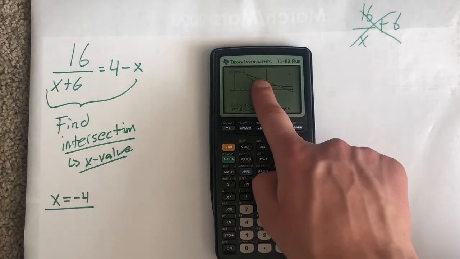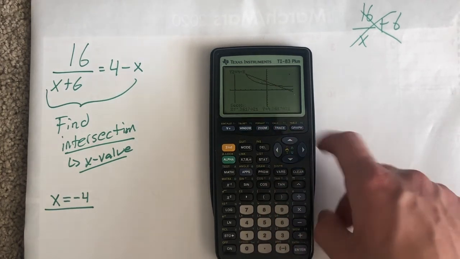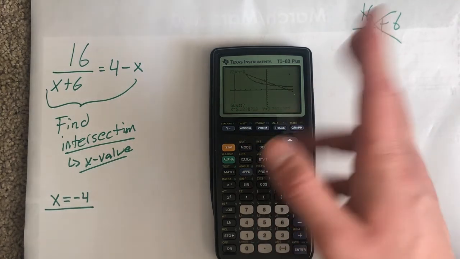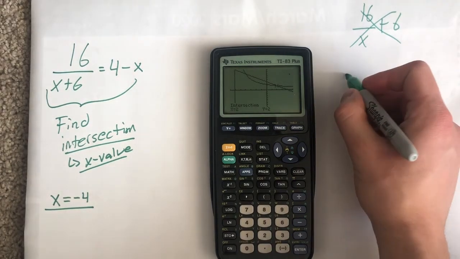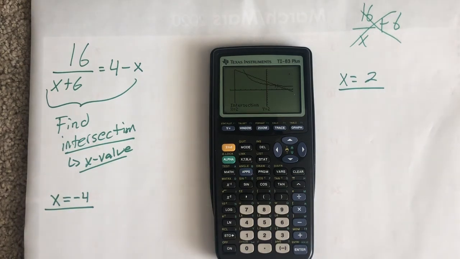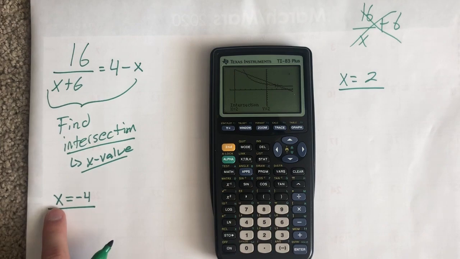I'm going to press enter. It's going to jump to our second curve. I'm going to get close to my intersection point, press enter. Now it wants us to guess where the intersection point is. It's roughly about there. Press enter, and I'm going to get x equaling 2. So now I have found a solution of x equals 2 and x equals -4.